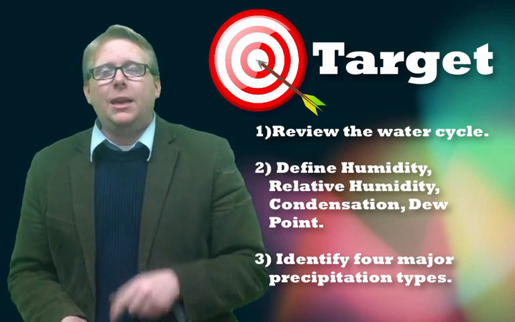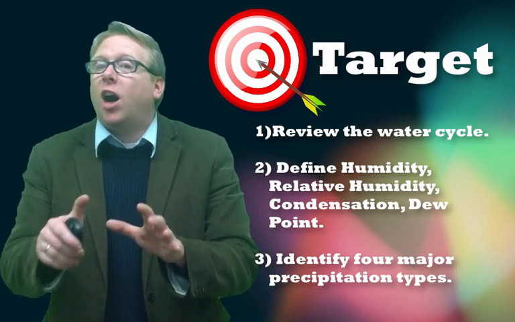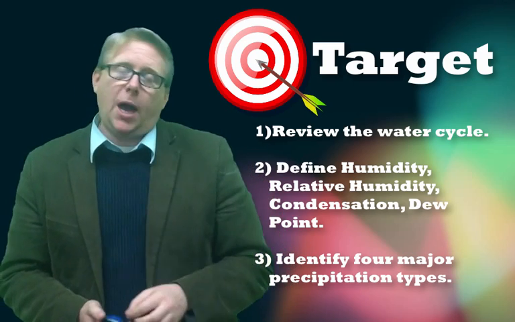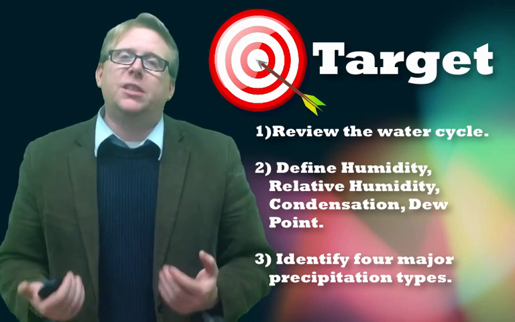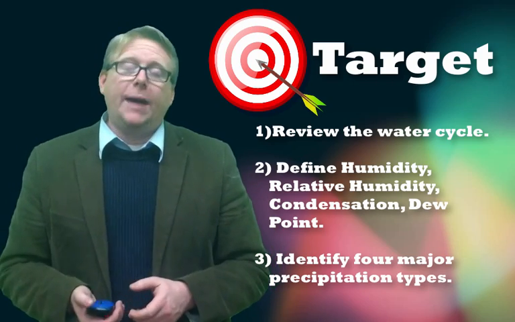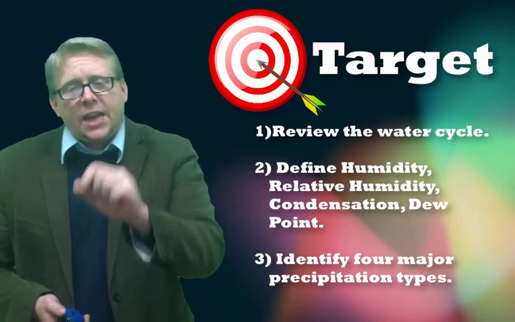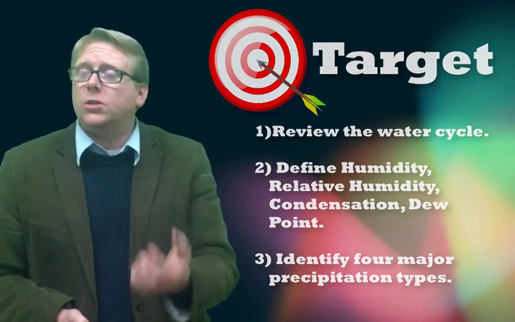We're going to look at humidity, relative humidity, condensation, and dew point, and we're going to define those. And then lastly, we're going to identify the four major types of precipitation, or water falling from our atmosphere. We're going to look for those three things. Make sure you're writing those in your Cornell notes as we go forward.